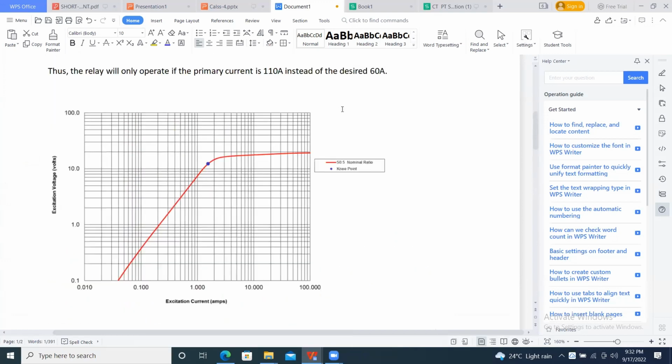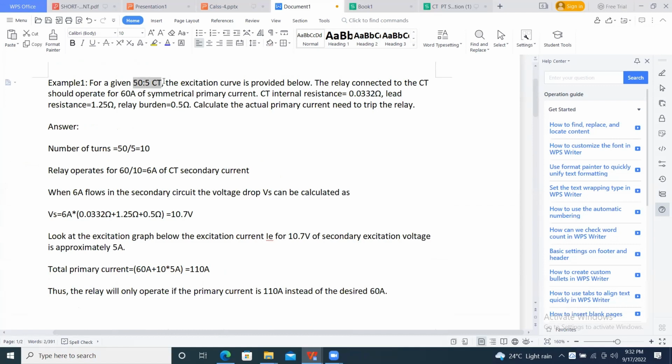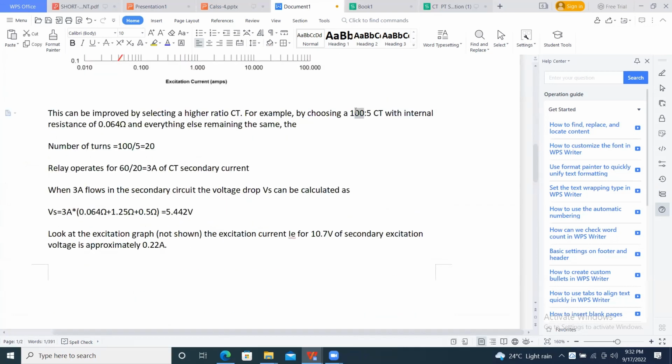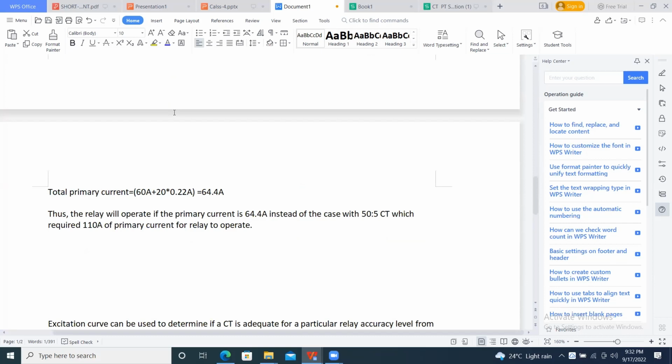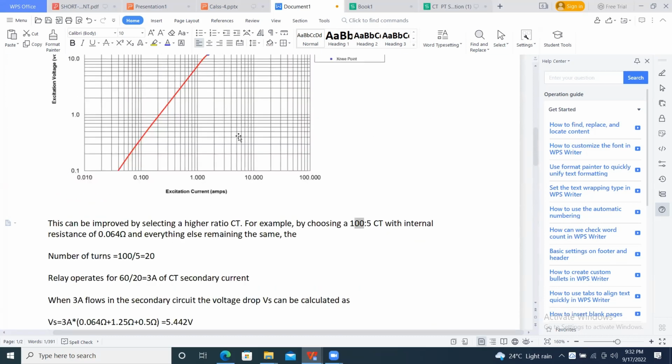If you use this CT and place it in this application, suppose you use a 50 by 5 amp CT, the CT will not operate at 60 amps. As your 60 amps is the fault current, it will not operate. It will operate at 110 amps. So you have to connect the 100, sorry, 100 is to 5 ratio. That is the performance of the CT using the excitation curve method.